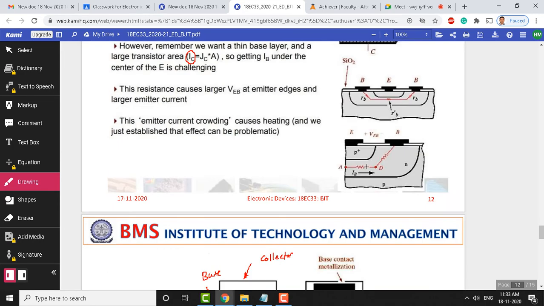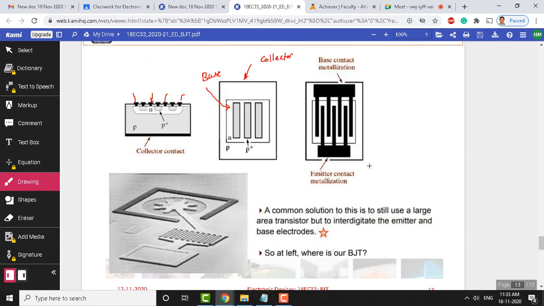With multiple base terminals and multiple emitter terminals, we can reduce the emitter current crowding at one particular point. Otherwise, the entire injected carriers will lead to a lot of power consumption within the base region.